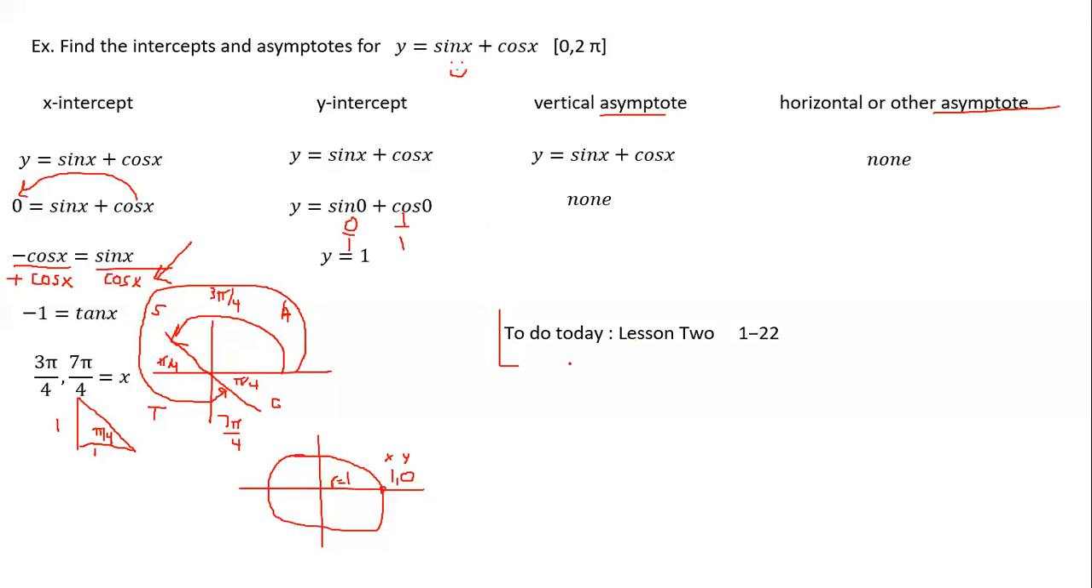Okay, your job, we're on lesson 2, 22 questions. Practice them, get good at this, and then it'll make the graphing easier.